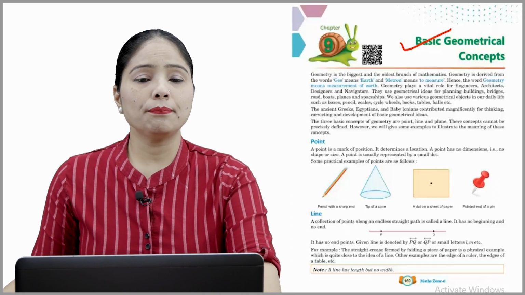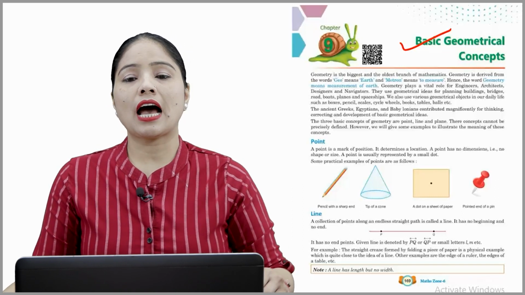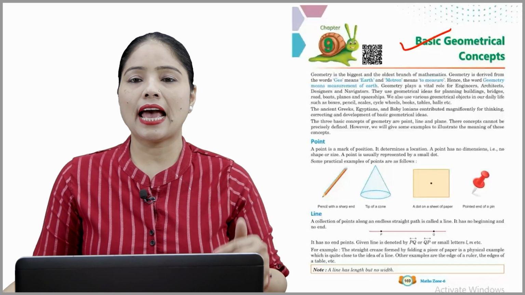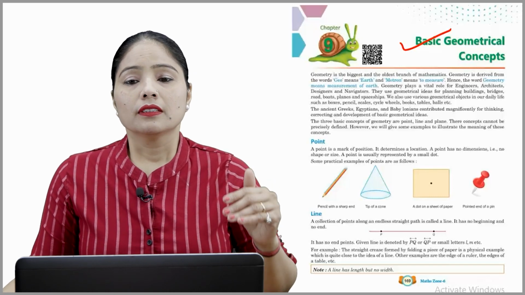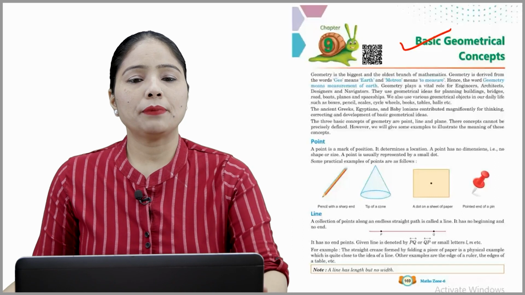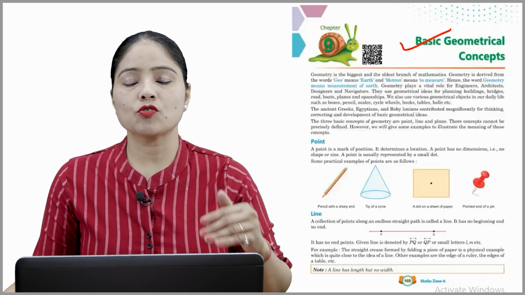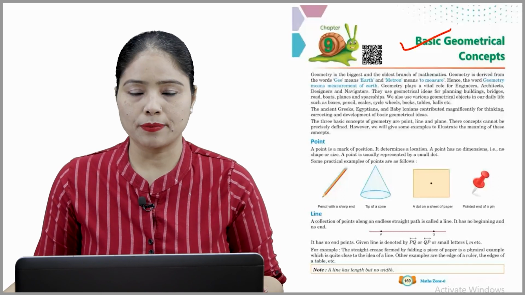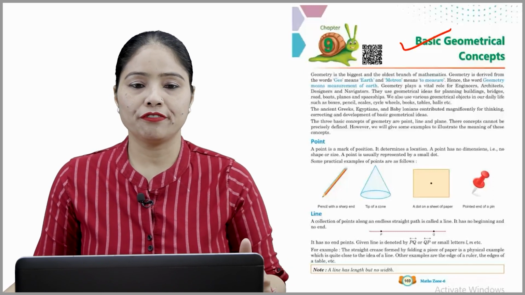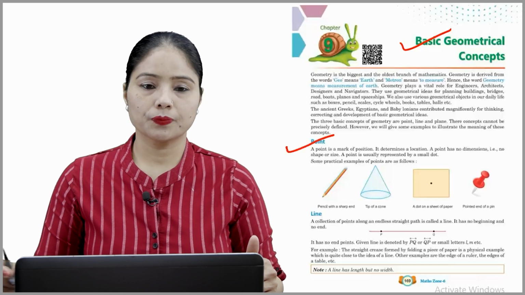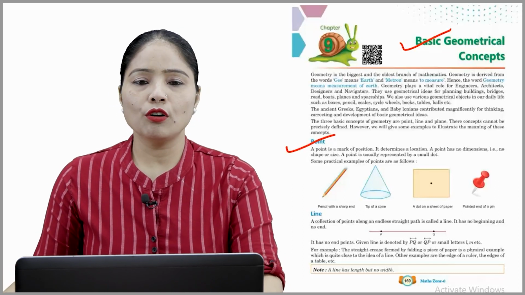Okay? The three basic concepts of geometry are point, line and plane. Their concepts can't be precisely defined. However, we will give some examples to illustrate the meaning of these concepts. Okay, so let's start with point first. A point is a mark of position.